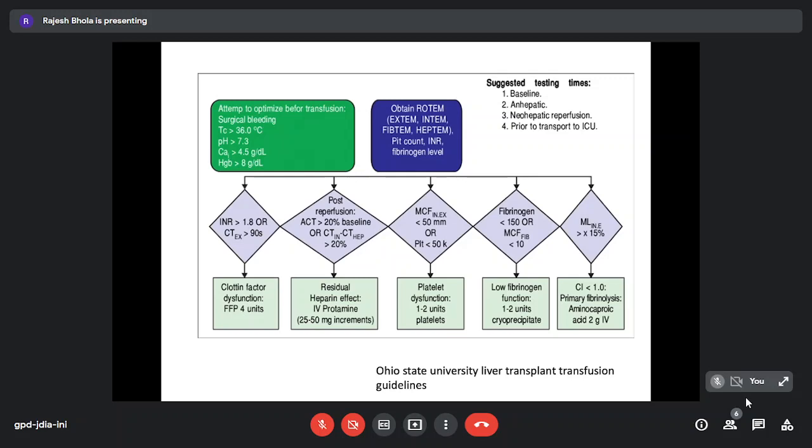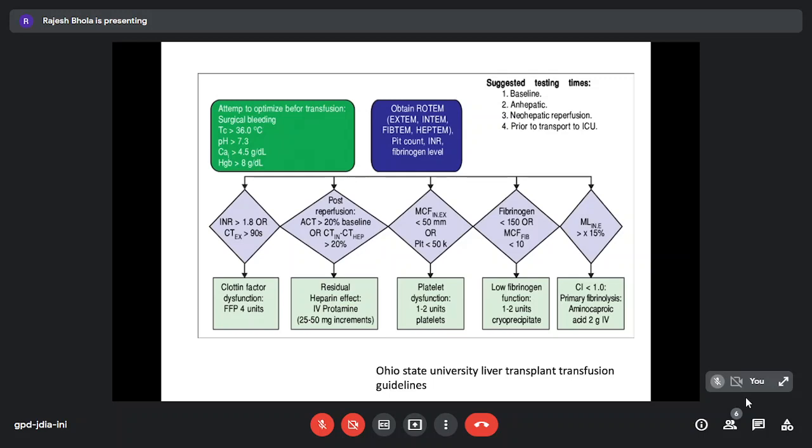Look into the platelet count: if less than 50,000, you have to give platelet transfusion. Look into the fibrinogen: if less than 150, it can be hypofibrinogenemia or dysfibrinogenemia. The other way of looking into it is the FIBTEM. FIBTEM has nullified the impact of the platelet on the maximum clot firmness, so it shows only the impact of the fibrinogen. If it is less than 10 mm, the fibrinogen is low. So what do you have to give? Fibrinogen replacement by cryoprecipitate, 1 to 2 units.